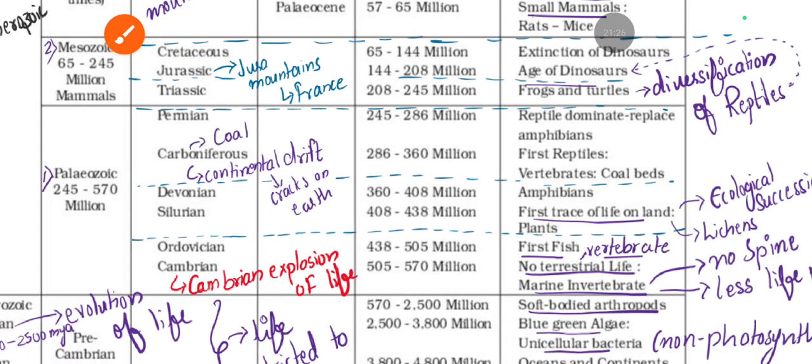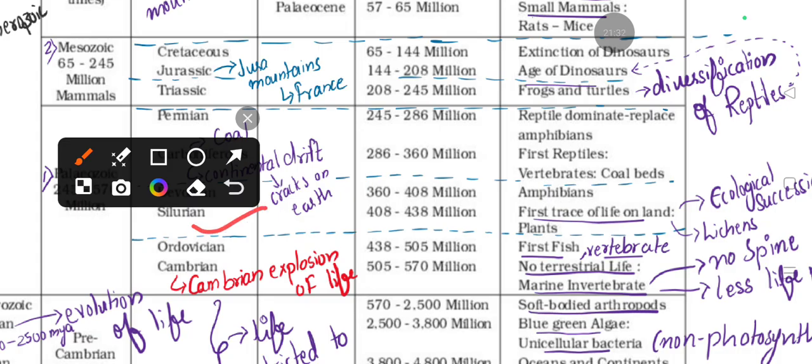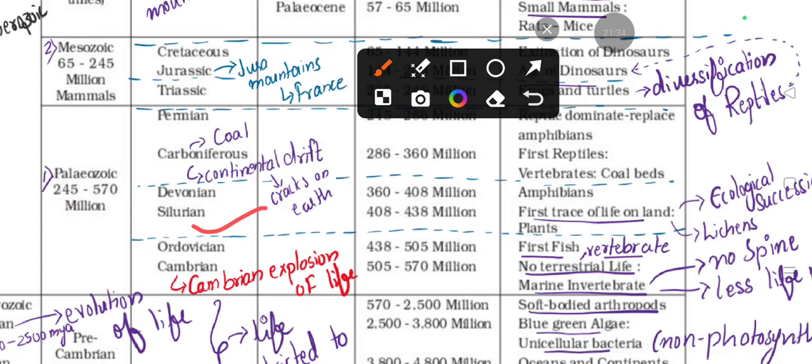So the first terrestrial life, or the first trace of life on land, was during the Silurian period. Remember this. And the next important period is the Devonian period. This is the period where amphibians originated. Amphibians are organisms which have the capability to live on land and also in the water. So amphibians originated during the Devonian period.